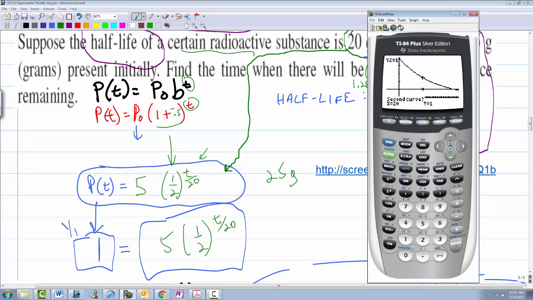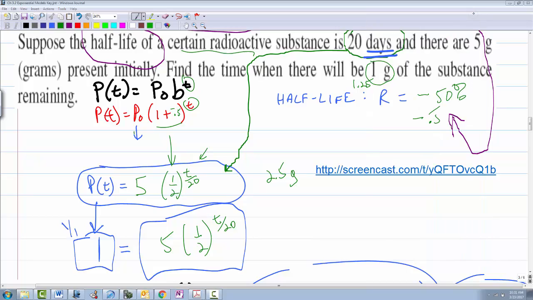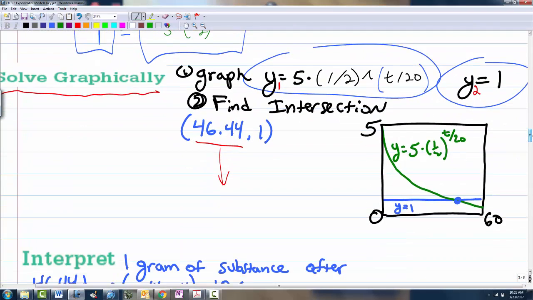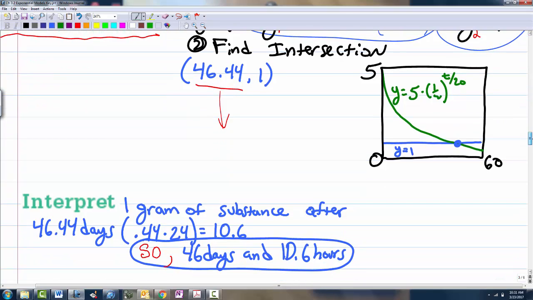All I have to do is hit enter 3 times. That's the good thing about the intersect feature. 46.44 what? Days. And then I got real fancy. 0.44 days is 10.6 hours. Huh? So 46 days and 10.6 hours. We could surmise that this would happen.